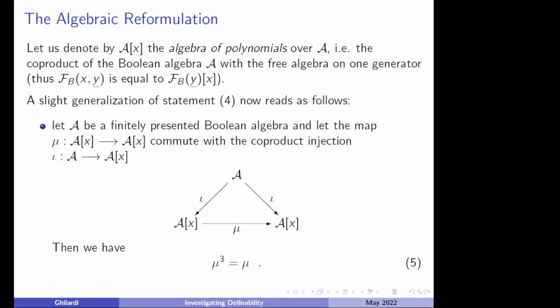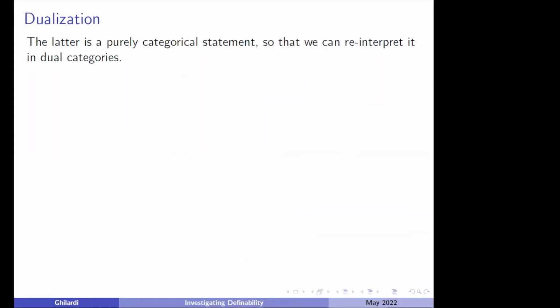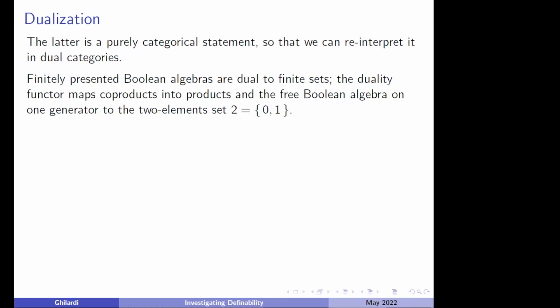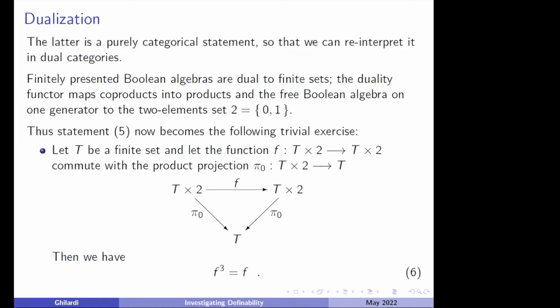Okay? But since this is about finite Boolean algebras, you can dualize it to finite sets. And the coproduct with the polynomial algebra becomes taking the Cartesian product with the two-element set. And so you get the following: whenever you have a finite set T and a map from T cross 2 to T cross 2 that commutes with the projection, then this map is such that F cubed is equal to F. And this is an easy exercise for students, it's quite trivial.